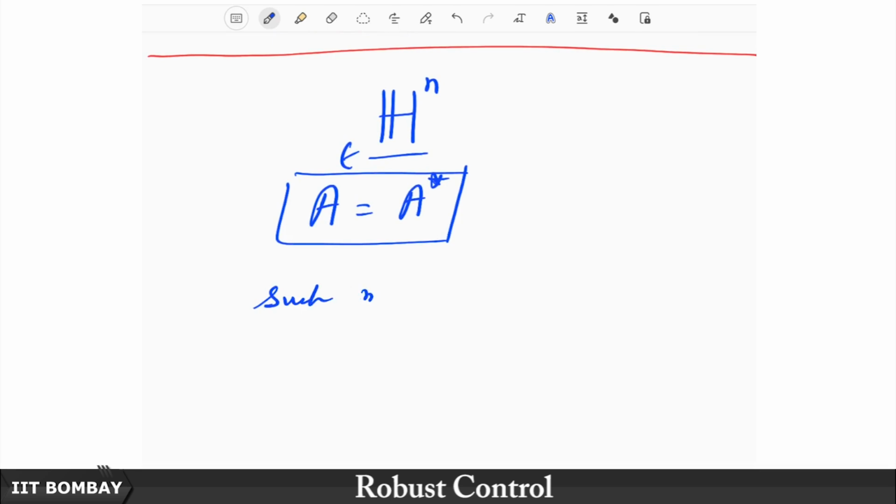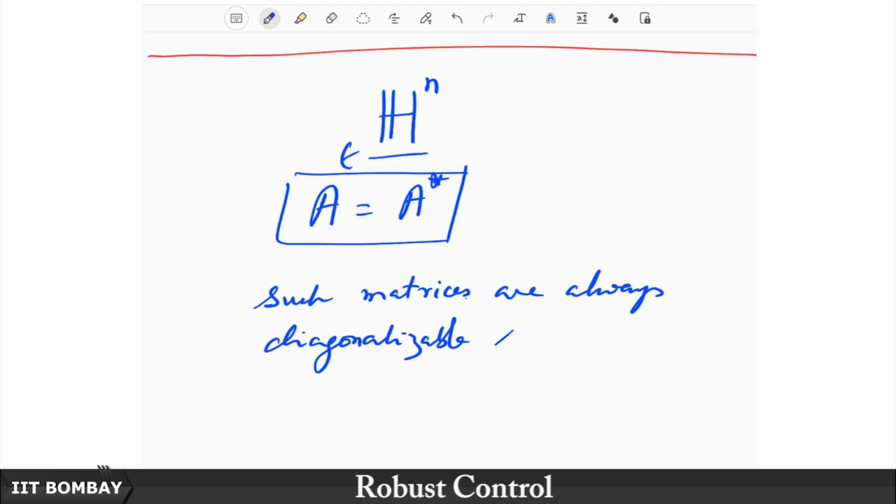such matrices, that is Hermitian matrices, are always diagonalizable by an orthonormal matrix. Now, here I of course need to define what is an orthonormal matrix, right, because so far I have defined an orthonormal set.